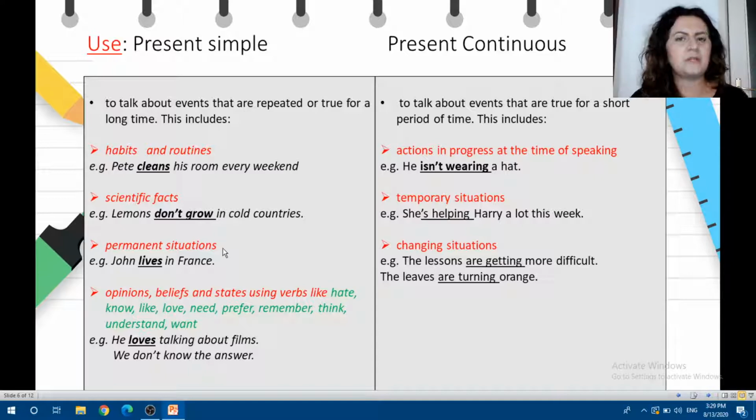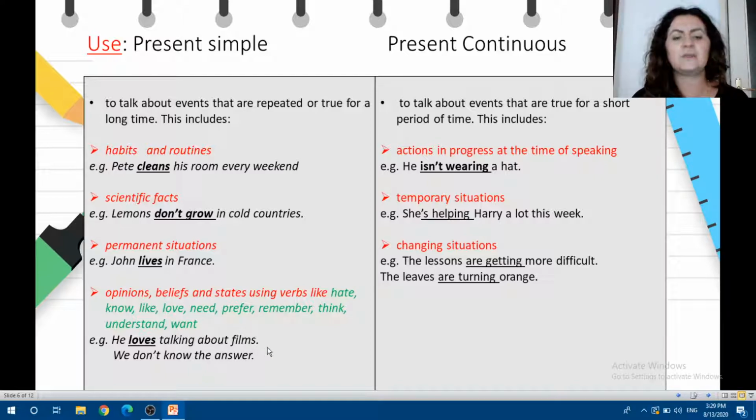We use the present simple tense for permanent situations. Like in this example, John lives in France. Another use of the present simple tense is to talk about opinions, beliefs, and states by using verbs like hate, know, like, love, need, prefer, remember, think, understand, want, etc.